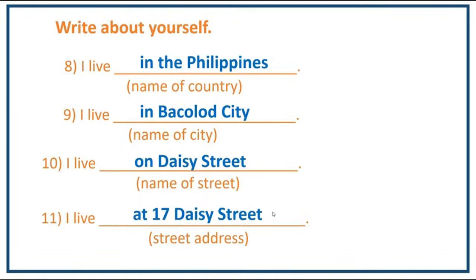So, again guys, if country, use in. City, use in. Name of the street, use on. And if it is a street address, don't forget, use at. Okay? So there you go guys. That's the end of this preposition of place quiz 3.